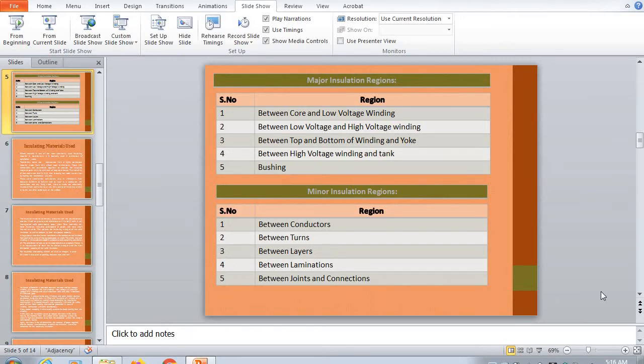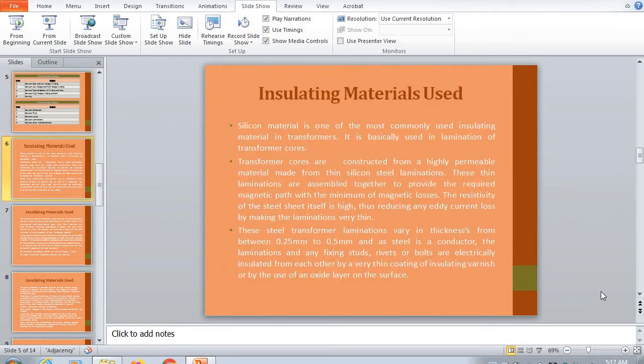So what regions come in the major insulation region? The insulation that we require between the core and low voltage winding, and between low voltage winding and high voltage winding. Thirdly, between the top and bottom of winding and yoke. Fourth, between high voltage winding and tank. And finally, the bushings. The regions that come under minor insulation are between conductors, between turns, between layers, between laminations, and finally between joints and connections. Let's see this in detail.